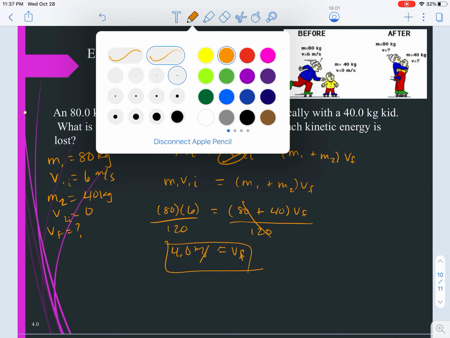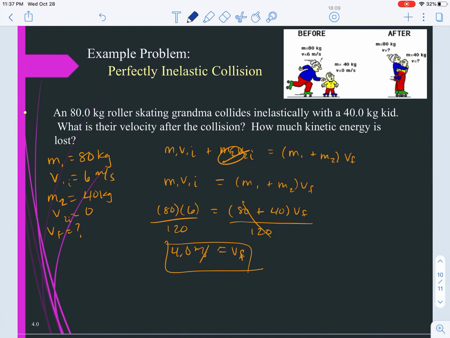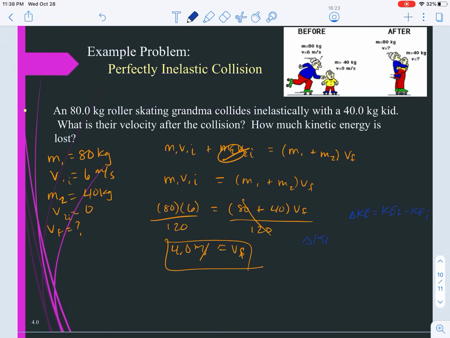Now this question also asks how much kinetic energy is lost. Remember, in perfectly inelastic collisions, we have a change in our kinetic energy. So here we're going to say change in kinetic energy is KE final minus KE initial. So if you recall, the formula for kinetic energy is simply 1/2 mv squared minus 1/2 mv squared.